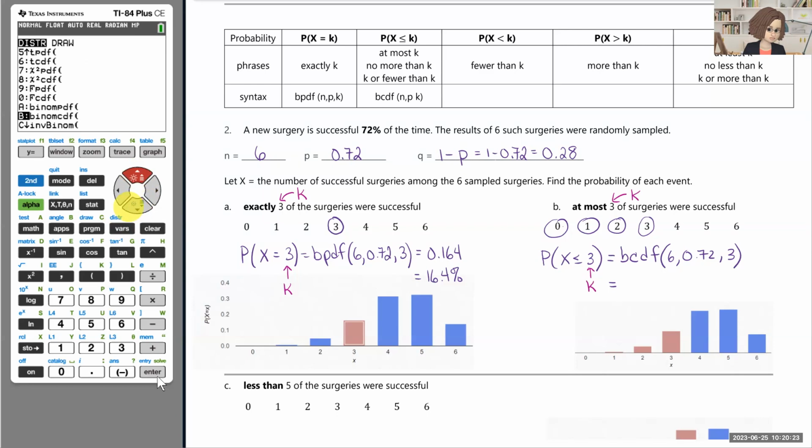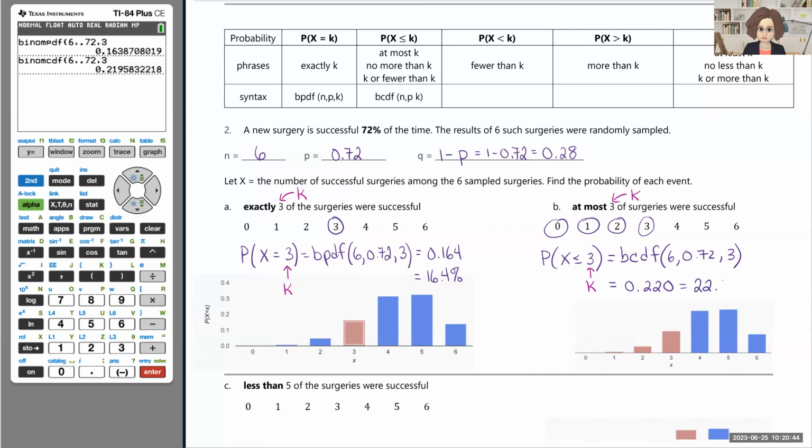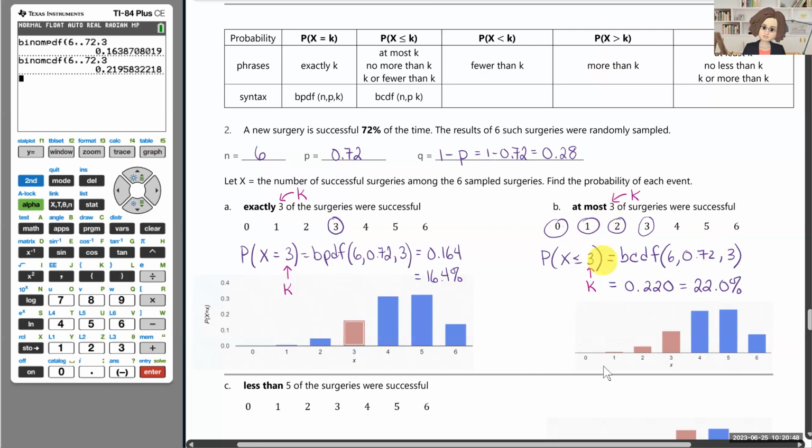And then make sure you pick CDF, 6, 0.72, 3. And 3 decimal places will be 0.220. So 0.220 as a percent, 22.0% chance that at most 3 were successful. So that would be the areas of those 3 bars together.